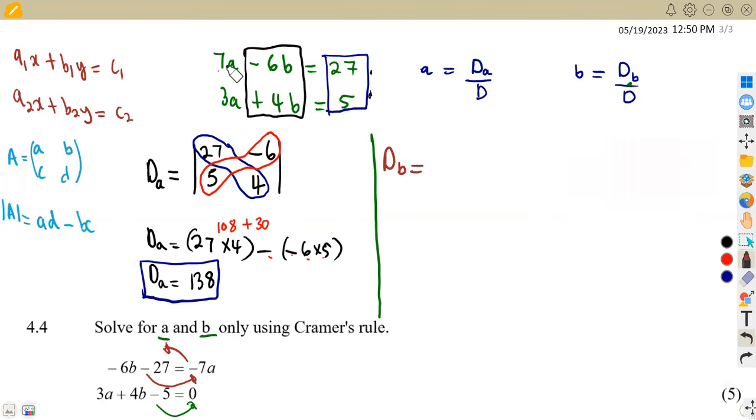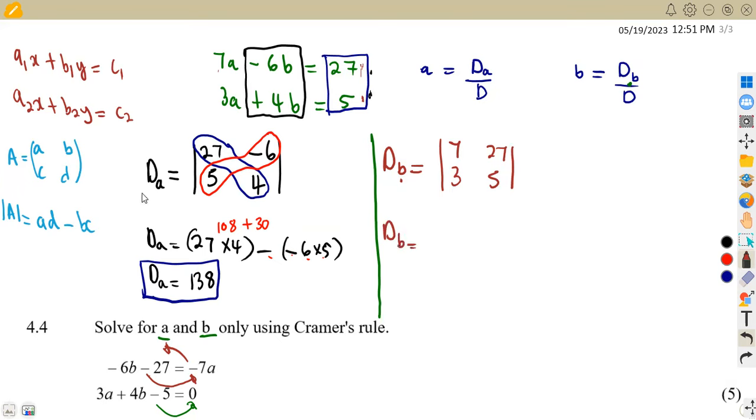The part of A is going to remain as it is. This part of A in our determinant is going to remain as it is. That is a 7, 3. But on this part of B, you now replace these constants. That is 27 and 5 in place of the B part, because you are focusing on the determinant of B. You substitute on B. So this is going to give us the determinant of B.